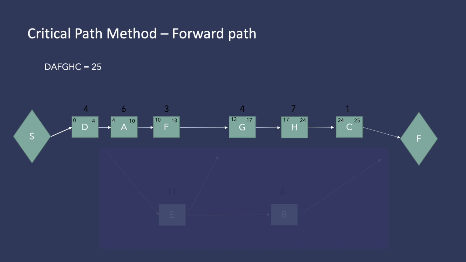Activity A starts after activity D is finished, and therefore the early start for activity A is day 4. And if the duration of that activity is 6 days, then the early finish of activity A will be 4 plus 6, or day 10. The early start for activity F is day 10 because it goes after A is completed. And the early finish of activity F is day 13, because activity F has a 3 days duration, and so on. As a result, we can see that this path of related activities gives us a result of 25 days.